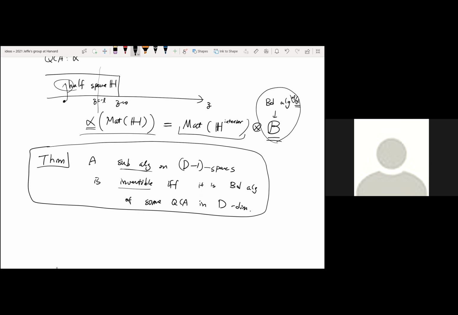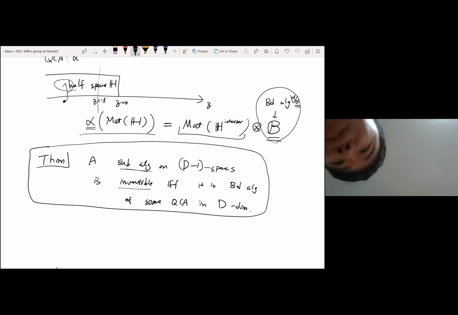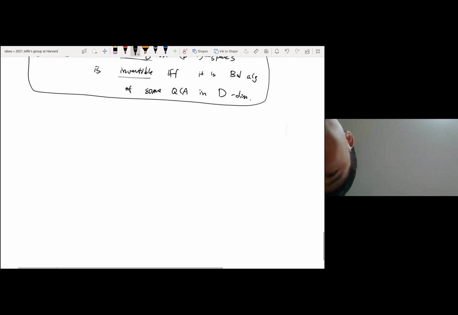So I glossed over the locality parameters. But everything becomes very clear if you think about the infinite setting, the thermodynamic limit setting. Then all I need is just that there is some locality parameter, and that suffices.